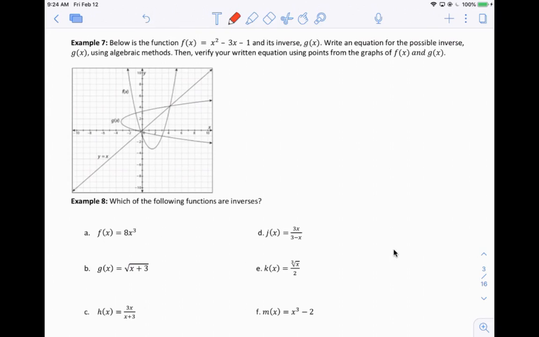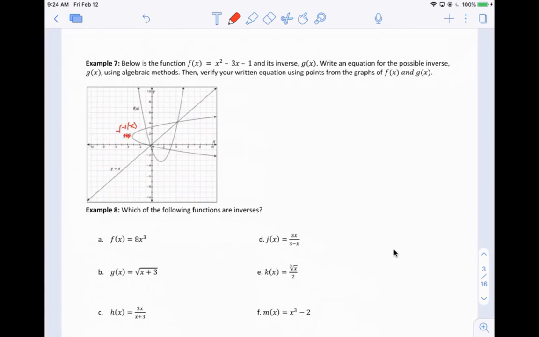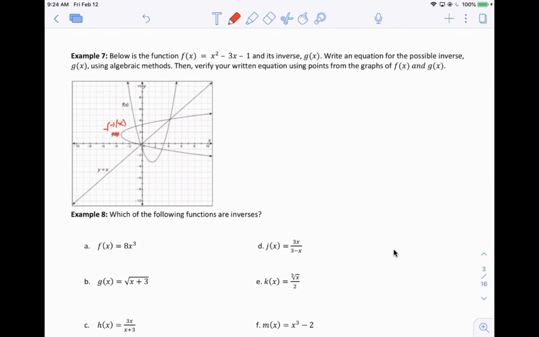All right, this last section is about a couple of extended ideas. Below is the function f of x, a trinomial function, x squared minus 3x minus 1, and the inverse is g of x. We could even just write this as f inverse because we're used to that notation. Write an equation for the inverse using algebraic methods. Then verify your equation with points from the graph.